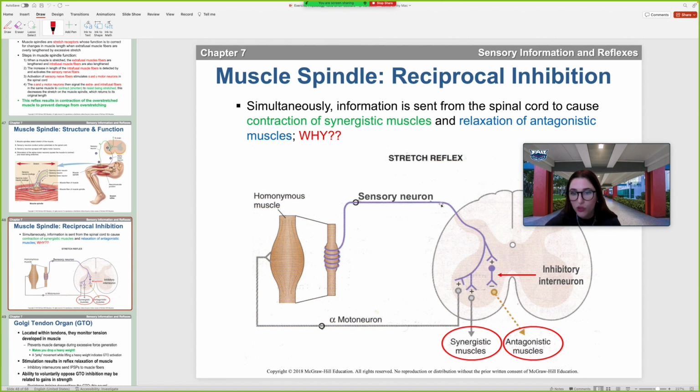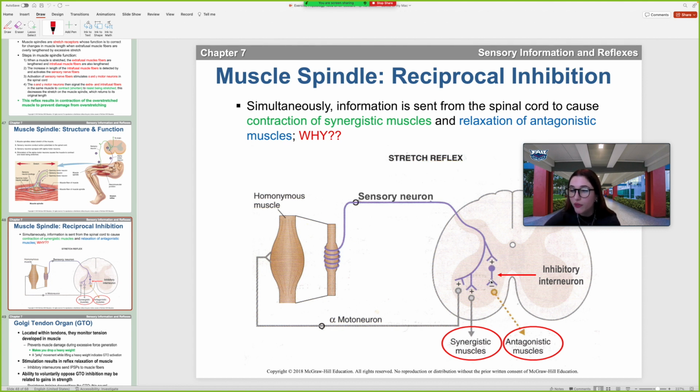So the sensory neuron stimulates an inhibitory interneuron. So we're stimulating or turning on this inhibitory interneuron. So now this inhibitory interneuron is going to do its job of inhibition and inhibit the antagonistic muscles, okay? But it's done through this inhibitory interneuron.